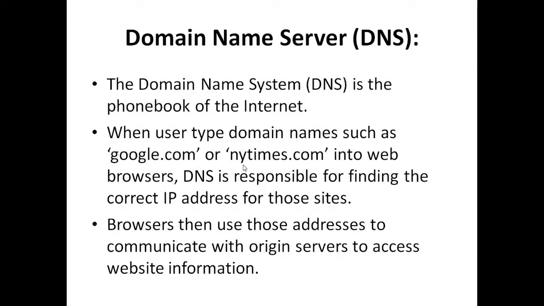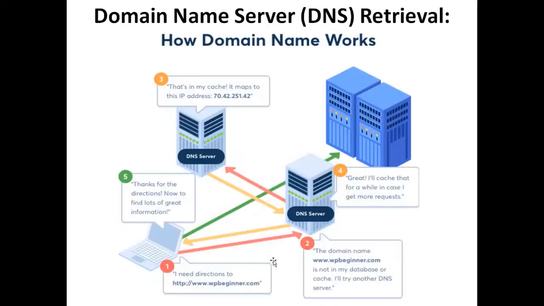When a user types domain names such as google.com or nytimes.com, DNS is responsible for finding the correct IP address for those websites. Browsers then use those addresses to communicate with origin servers to access website information. This is an image of how it works. First of all, the browser says, for example, I need directions to wpbeginner.com. Then it goes to a DNS server.